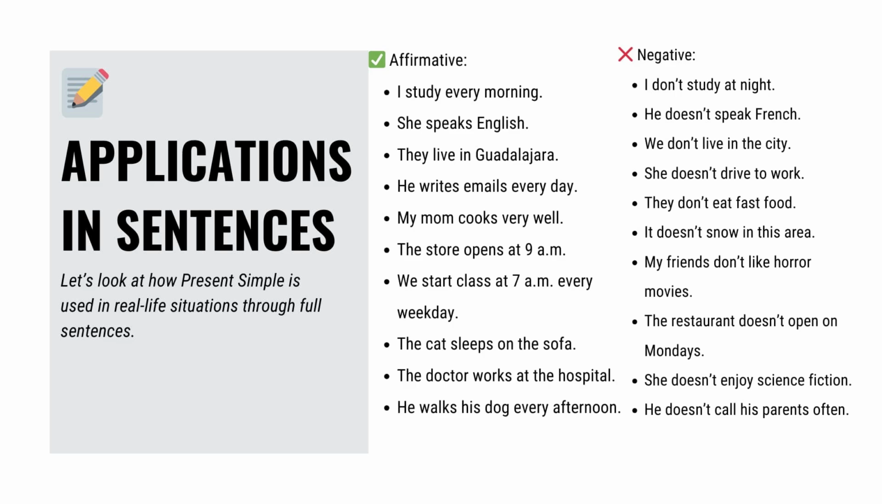Negative. I don't study at night. He doesn't speak French. We don't live in the city. She doesn't drive to work. They don't eat fast food. It doesn't snow in this area. My friends don't like horror movies. The restaurant doesn't open on Mondays. She doesn't enjoy science fiction. He doesn't call his parents often.